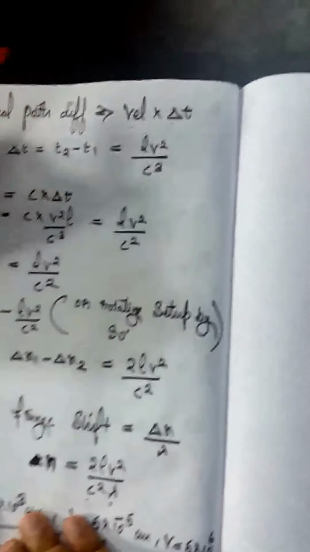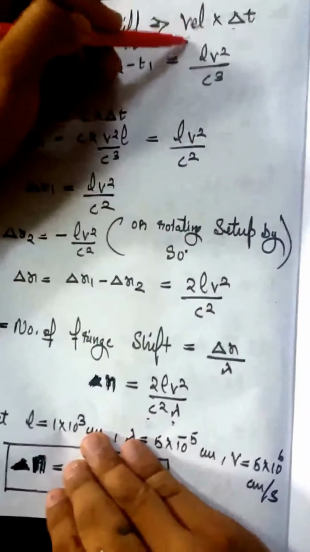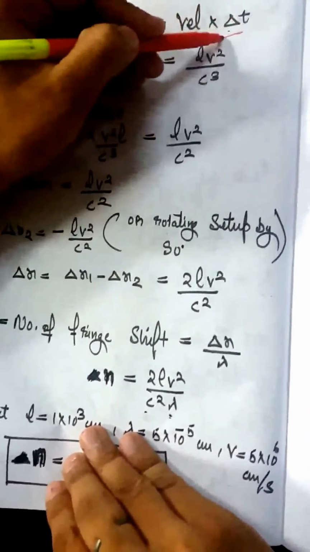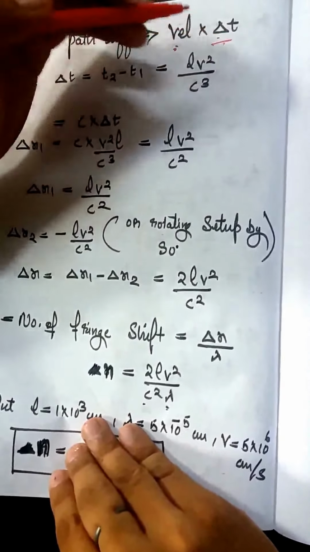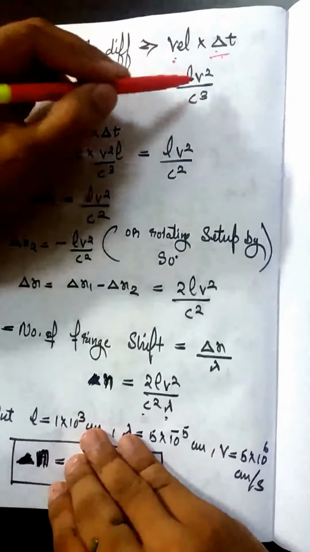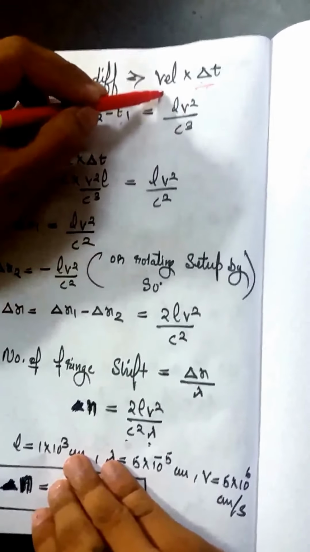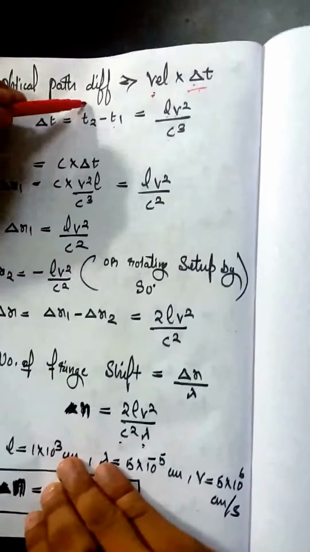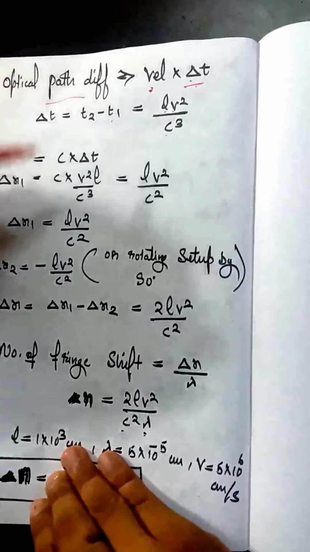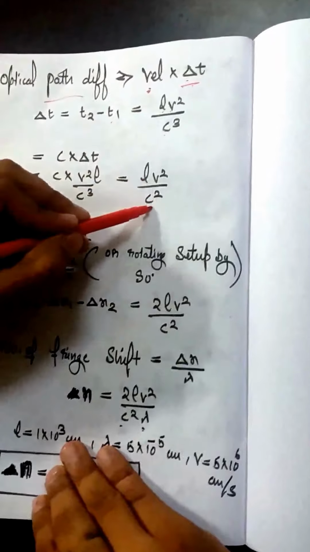So the actual path difference between both these two rays will be the velocity, which is constant, times the time difference. The time difference we calculate from T2 minus T1, from the above, and that comes out to be L v square upon c cube. When we multiply it with the velocity, it gives us the path difference between these two rays. So the path difference first comes out to be L v square upon c square.